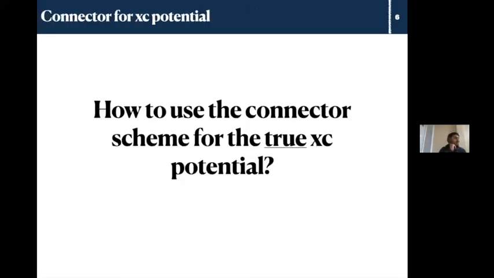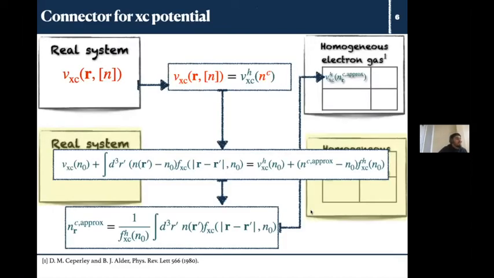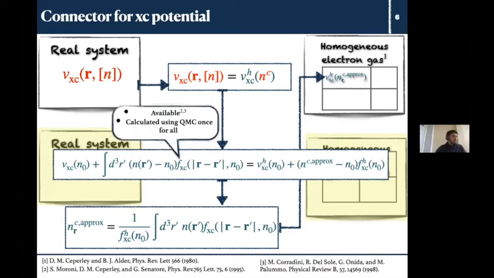Now we come to the question of how to use this connector scheme for the true VXC. Well, we can use exactly the same scheme as in the weighted density approximation example. The only difference is in the exchange correlation kernel, where we need to use the true one, which is fortunately available thanks to QMC calculations done by Moroni and his coworkers, and also by Corradini and his coworkers. So the hard job is done by other people, and we need to profit from this effort.